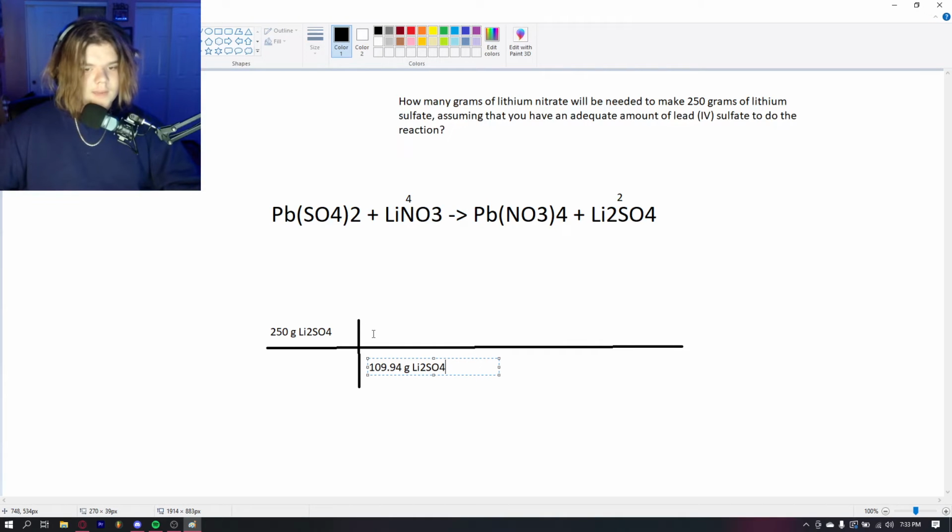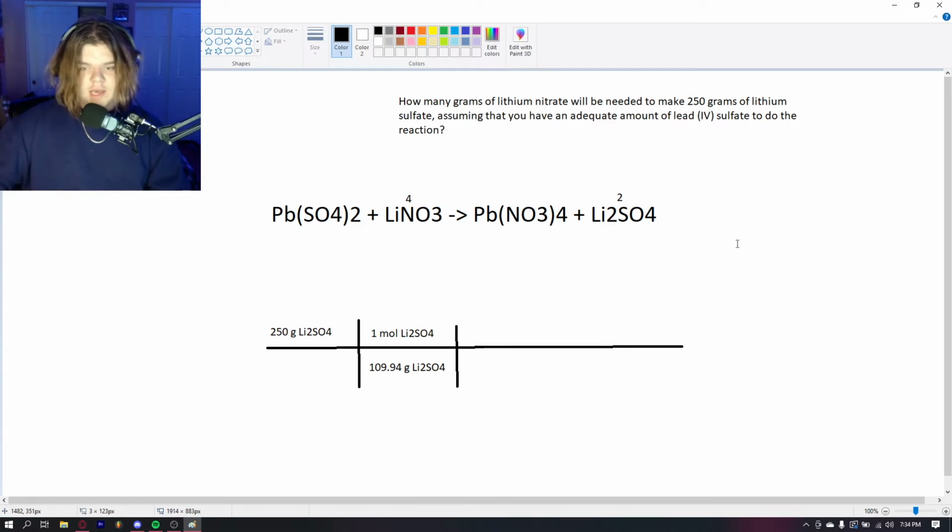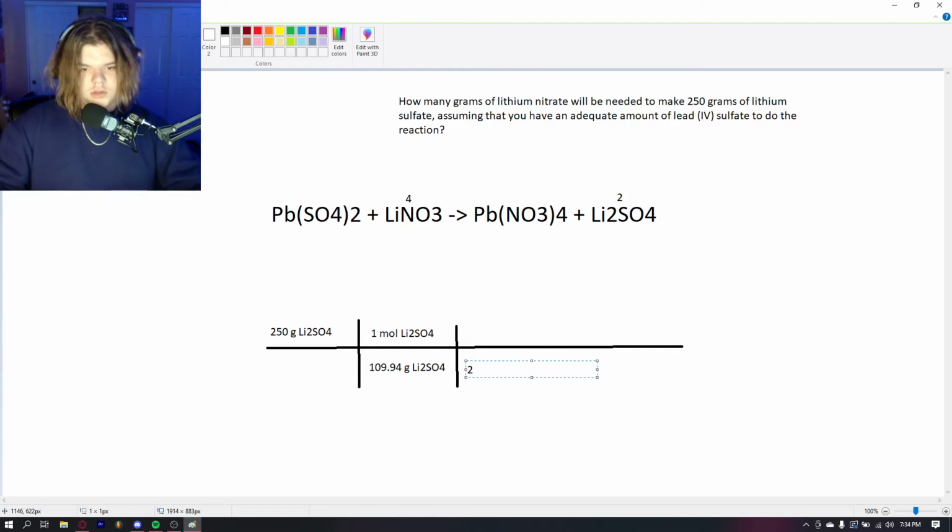Once you've found your molar mass, obviously the molar mass of lithium sulfate is equal to 1 mole of lithium sulfate. So we're going to write that down. 1 mole of lithium sulfate. But then you got to see how many moles of lithium sulfate you have. And in the balanced equation, it says you have 2 moles. So you convert 1 mole to 2 moles. Or don't convert it, but 1 mole, bring it to 2 moles. You get it.